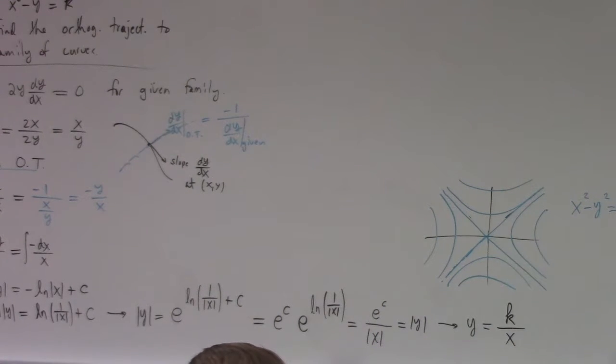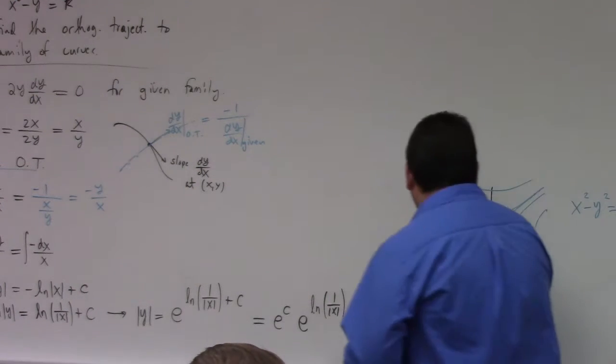And then what do the orthogonal trajectories to the given family look like? Well, I'll draw those in red this time. Those are these functions, right? These are also hyperbolas, but rotated 45 degrees. And they take the xy axes as their asymptotes.